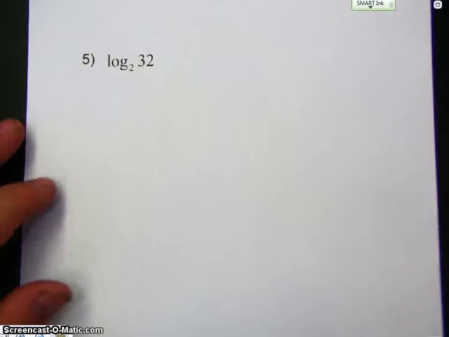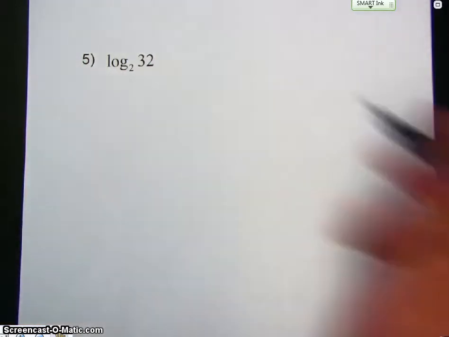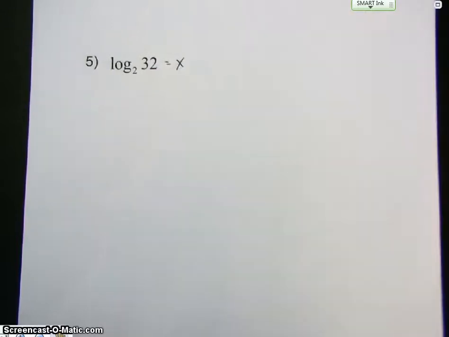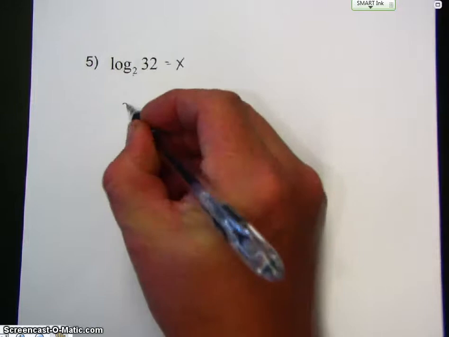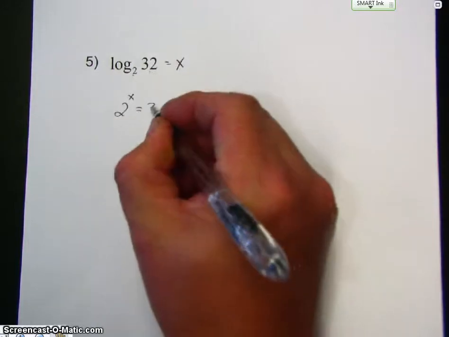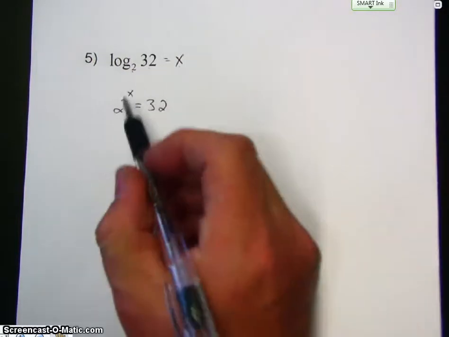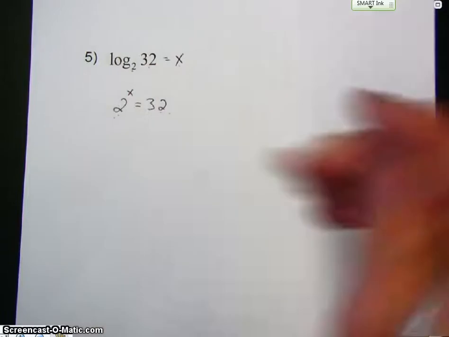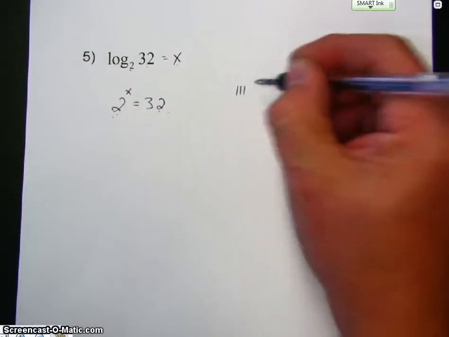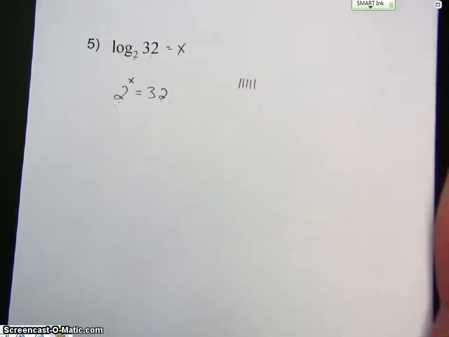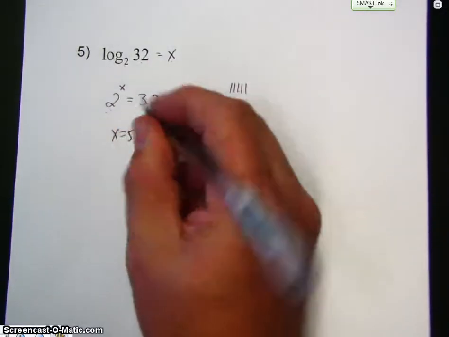Okay, so here we go. I'm going to set this equal to x. I want to know what this log is equal to. Here's my base. Remember, that's equal to my exponent, and that is 32. So this one, 2 to what power gives me 32? We can go 2 times 2 is 4, times 2 is 8, times 2 is 16, times 2 is 32. So your answer is 5.